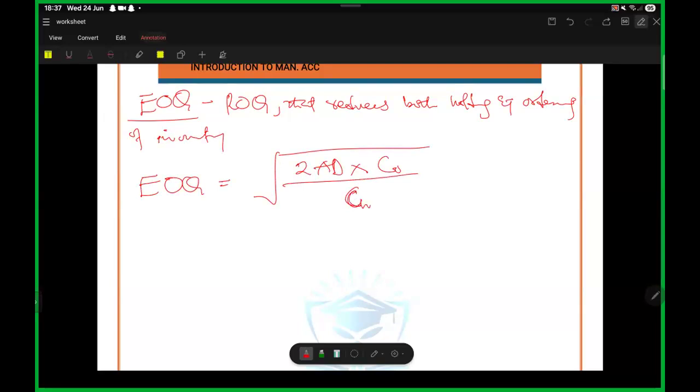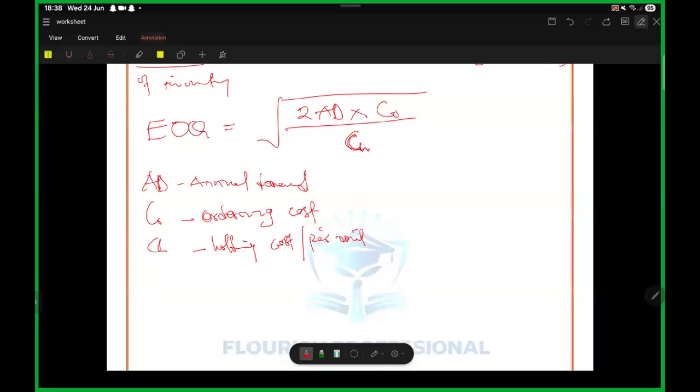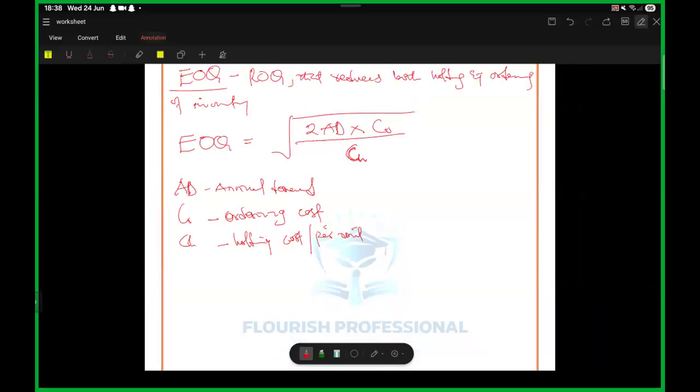Where AD here becomes the annual demand. Guys, are we following? The annual demand, so the demand is yearly. Then we have the CO here representing the ordering cost or cost of ordering. Then we have our CH here becoming the holding cost or cost of holding, and this one is mostly per unit. So once you have this, we can bring out the parameters together.